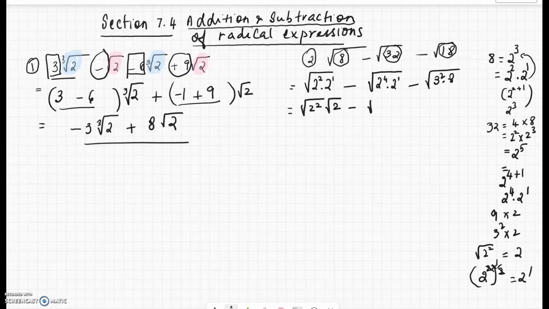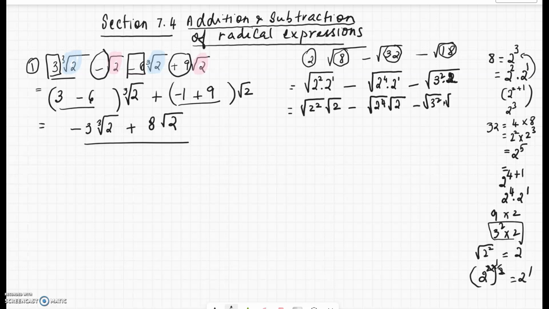Now I'm going to take the square root of 2 to the 4 times the square root of 2, minus the square root of 3 squared. Sorry, that should be a 2. 9 times 2 is 18. Notice that is a 3 squared times 2. I don't know why I wrote an 8 there.